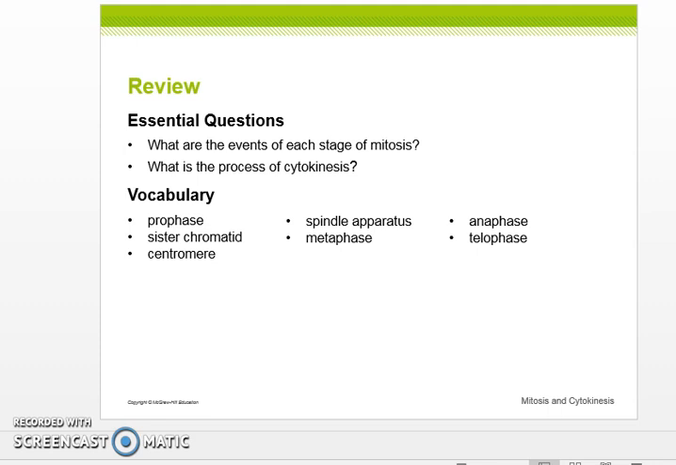Make sure you're studying for test 9.2 and be able to explain what the events of each stage of mitosis are and in order, and the process of cytokinesis, both for plant and animal cells.